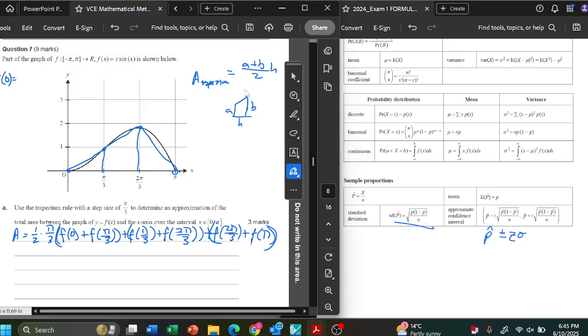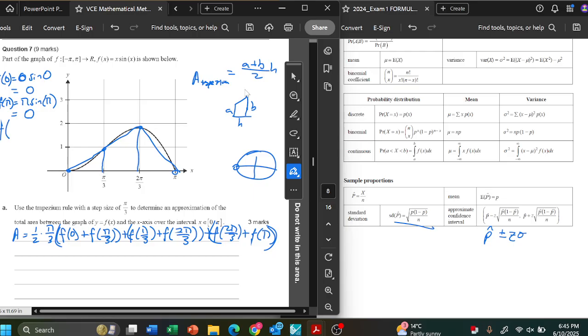F0 is 0 times sine 0. And sine 0 is just equal to 0. So f0 is equal to 0. You can see this looking at the graph. You can also see looking at the graph, pi. So pi times sine of pi. Well, if we think about the unit circle, we're over here, pi, sine is the y-coordinate, so sine pi is also equal to 0. So we've got those 2 endpoints.